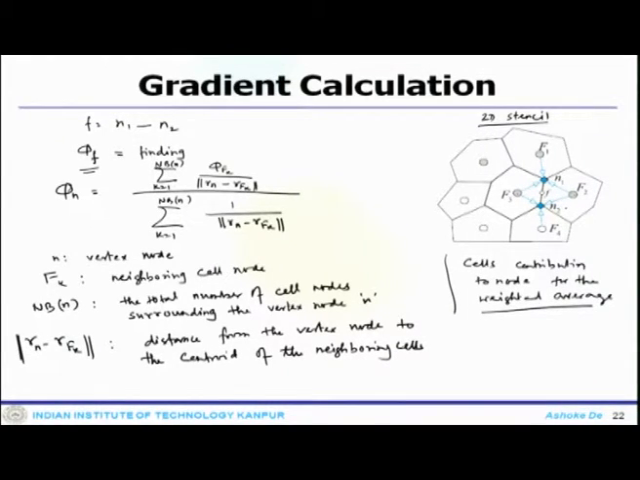So that's what it gets you back. So you have all the information: you have the vertex node, you have the total number of nodes, you have the neighboring cell node, then you have the distance from the vertex node to the centroid, and then you can get some sort of a distance, average distance calculation.